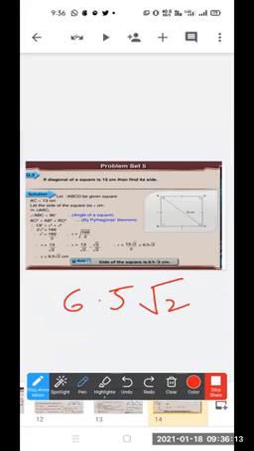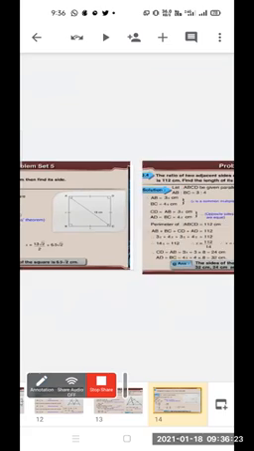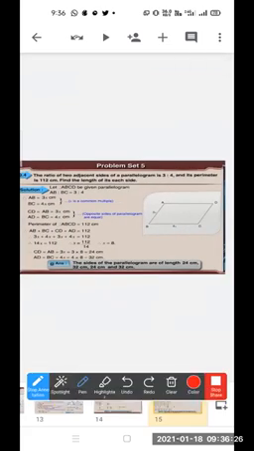Okay. Is it clear? Here we have to apply Pythagoras theorem. I hope it is clear to all. Next, move on to the next question. Question number 4, in Problem set 5.